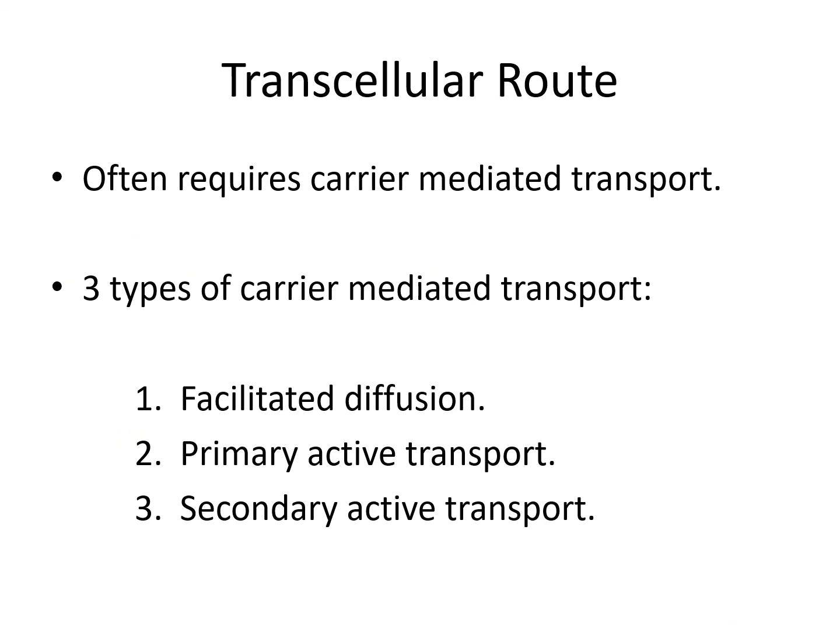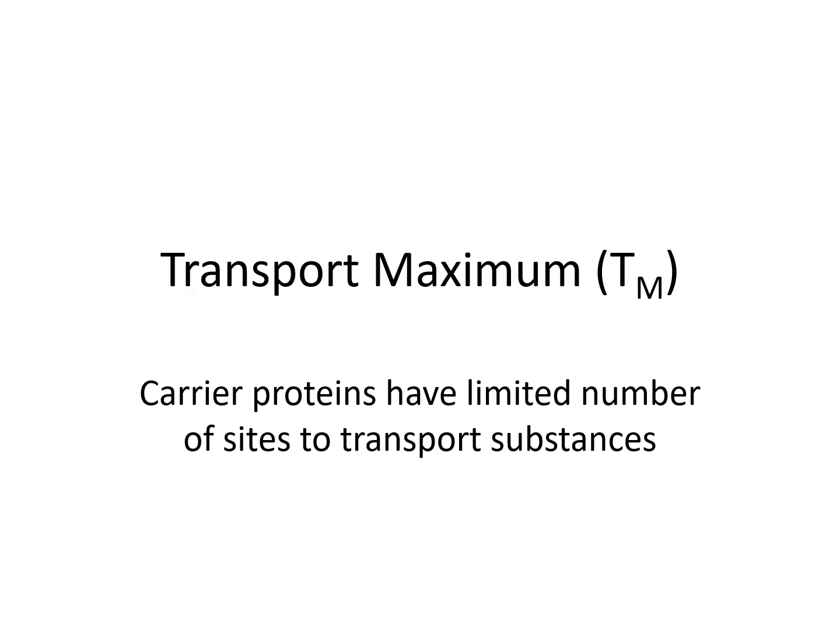But in the transcellular route, it often requires carrier-mediated transport. Okay, there are three different types that you learned and we mentioned several times during the semester. There's facilitated diffusion, primary active transport, and secondary active transport. Okay, so we won't go into more detail than that because we know that already.